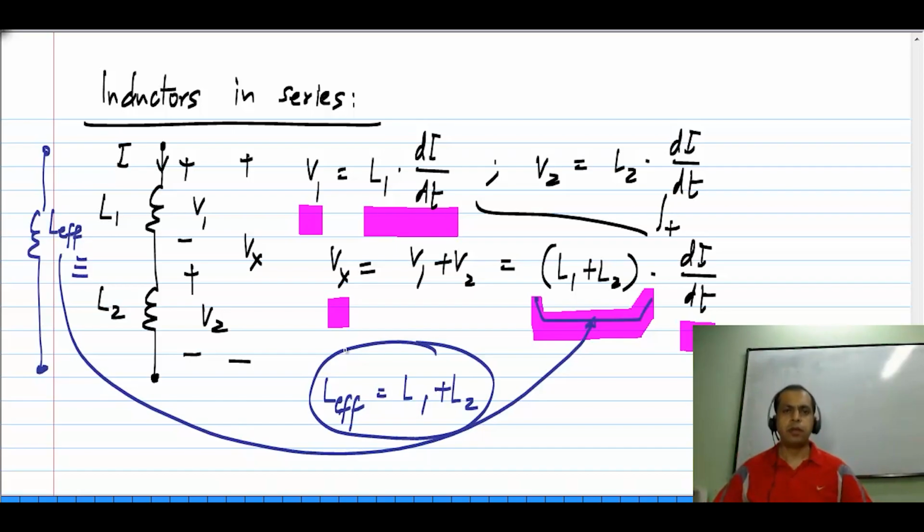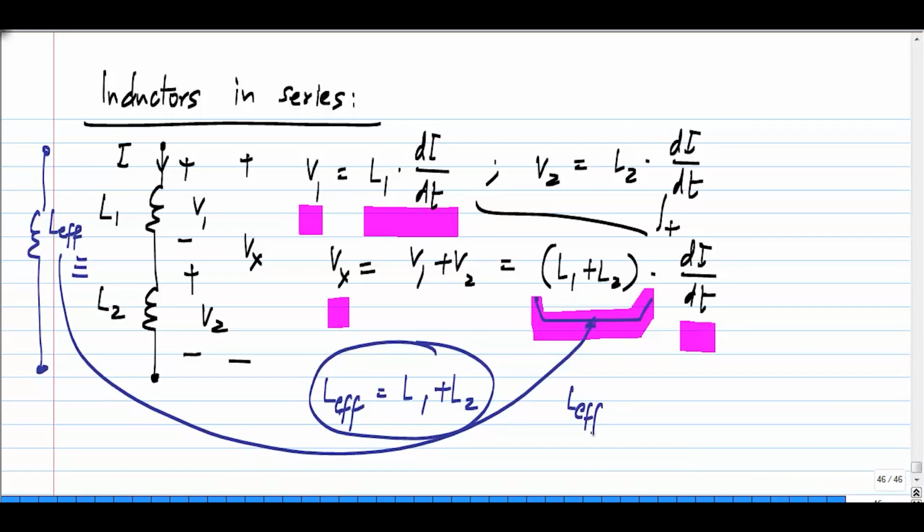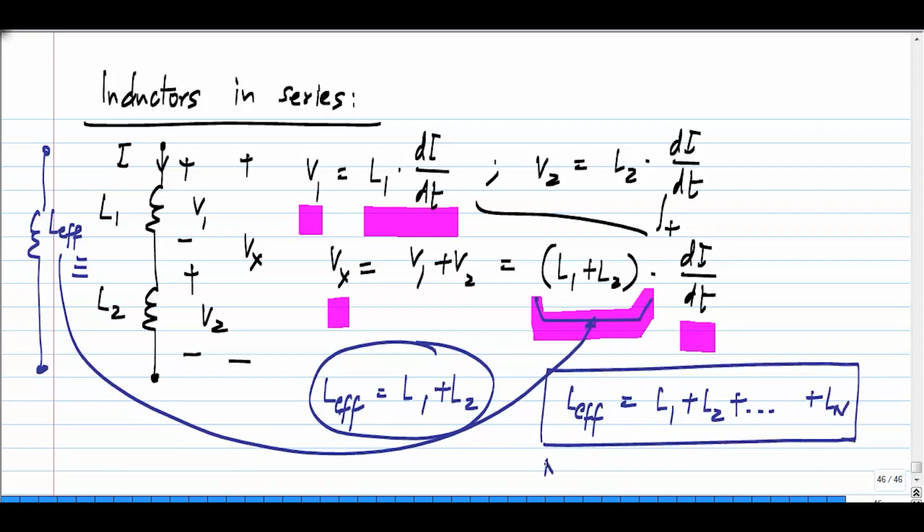Okay, and I won't draw a separate picture for this. You have seen this a couple of times before. If I have n inductors in series, the combination is equivalent to a single inductor whose value is L1 plus L2 plus Ln. Okay, this is for n inductors in series.